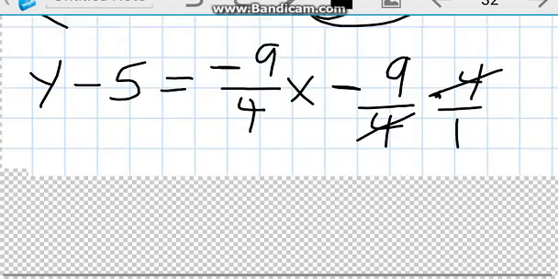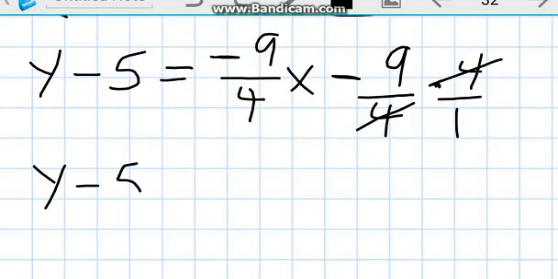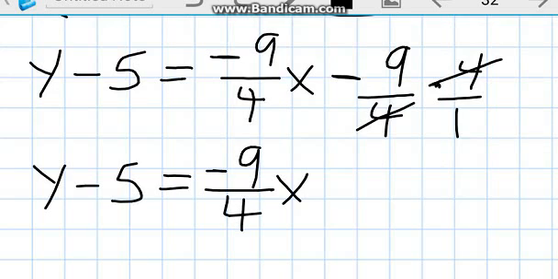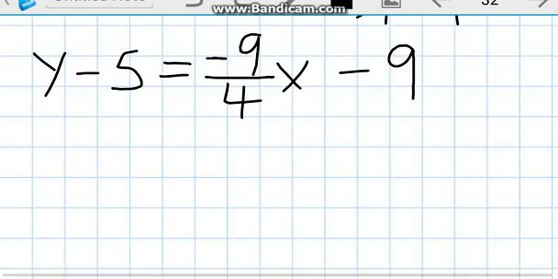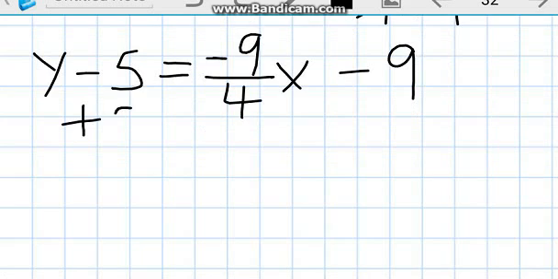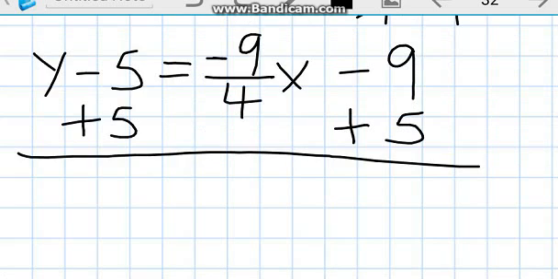So we have y minus 5 is equal to -9/4 x minus 9. Now we just need to solve for y. We're going to cancel out the 5 term, so on this side we're going to add 5. Remember, you're adding like terms here. You're not adding 5 to the coefficient of x. Those are two different terms.